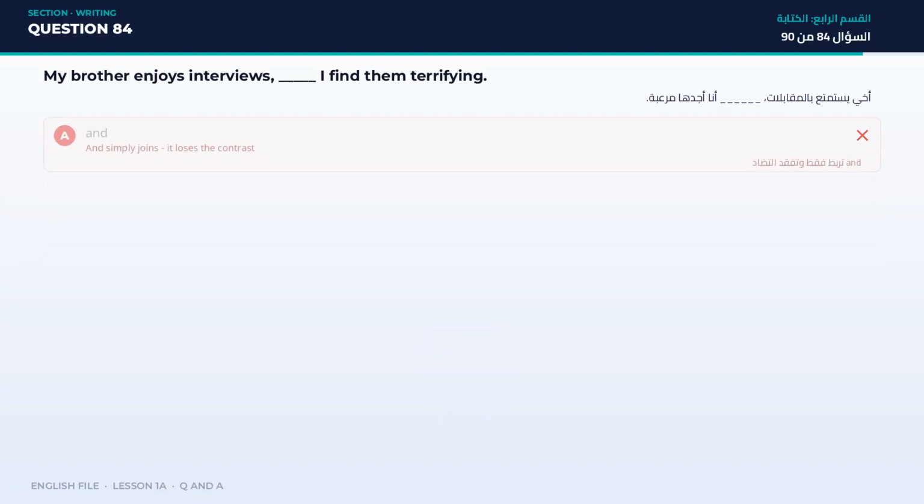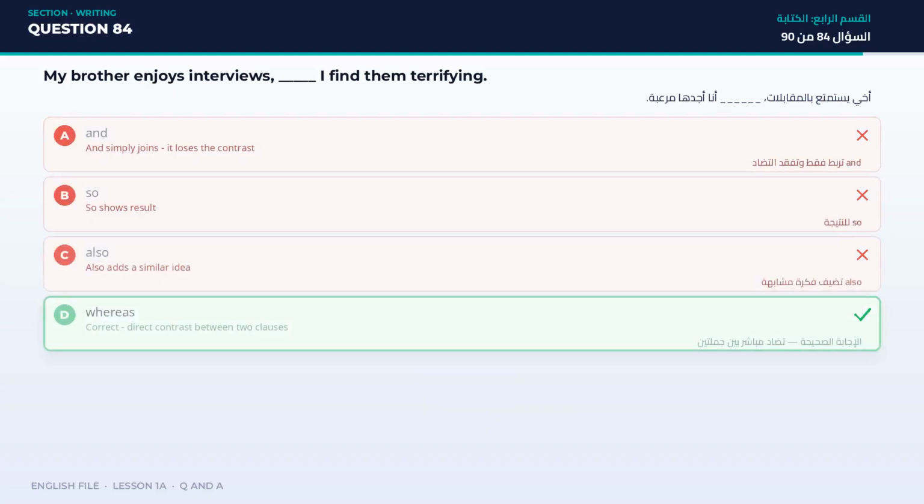The answer is D, whereas. Direct contrast between two clauses. Not A, and simply joins, it loses the contrast. B, so shows result. C also adds a similar idea.